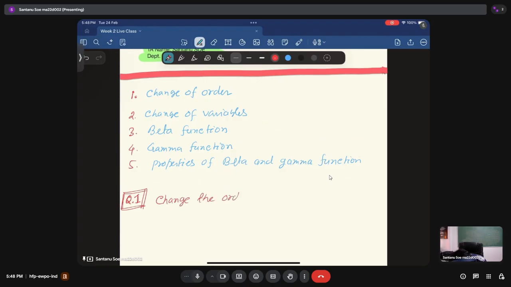Change the order of integration of the integral I equals integration 0 to a, integration 0 to square root of a square minus x square to x plus 3a, f(x,y) dy dx. Okay.